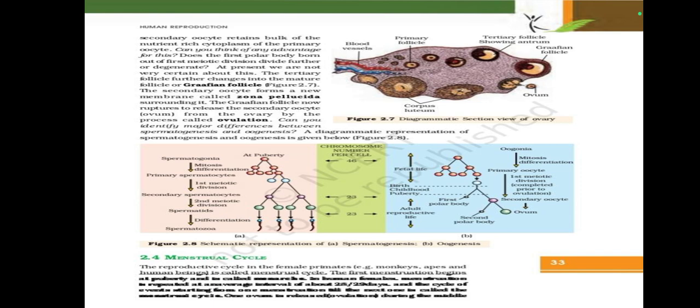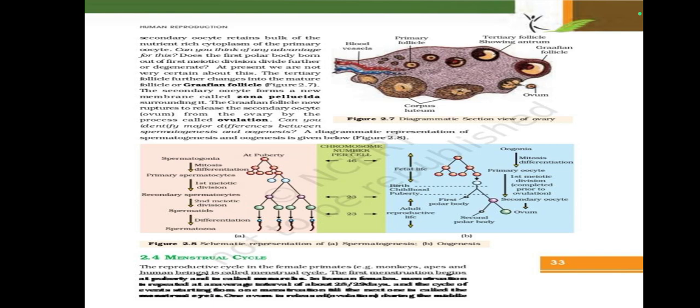The tertiary follicle further changes into the mature follicle or Graafian follicle, figure 2.7. The secondary oocyte forms a new membrane called zona pellucida surrounding it. The Graafian follicle now ruptures to release the secondary oocyte, the ovum, from the ovary by the process called ovulation. Can you identify major differences between spermatogenesis and oogenesis? A diagrammatic representation of spermatogenesis and oogenesis is given below, figure 2.8.